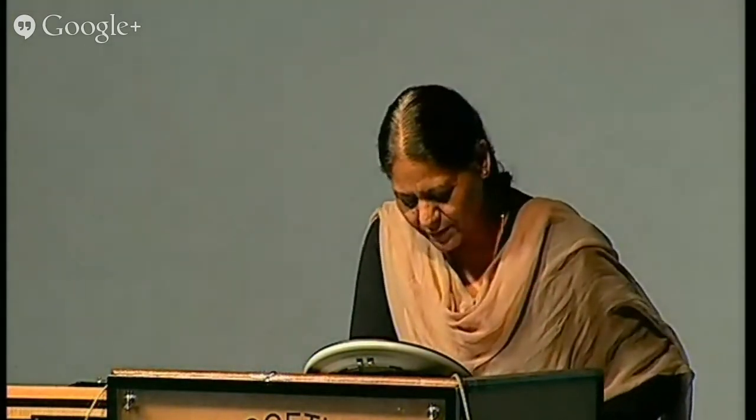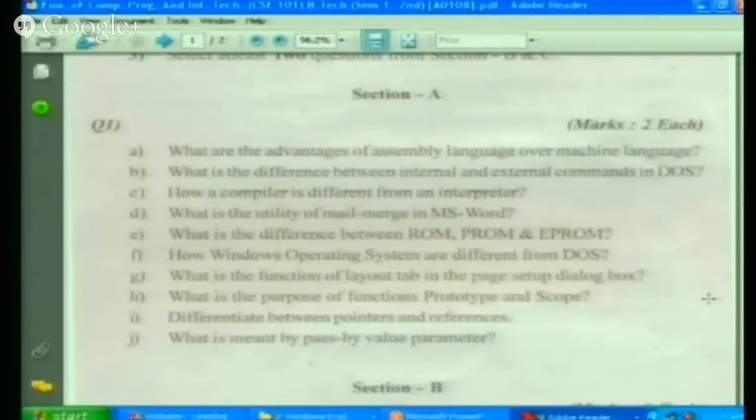Then, what is the function of the layout tab in the page setup dialog box? State the function of the layout tab in the page setup dialog box. Then see the next one: what is the purpose? Again wrong. Purpose of functions, prototype and scope. Write the purpose of functions, prototype and scope.